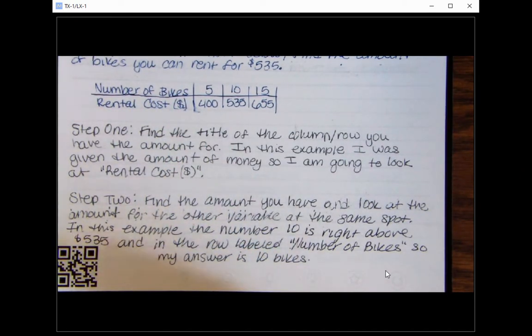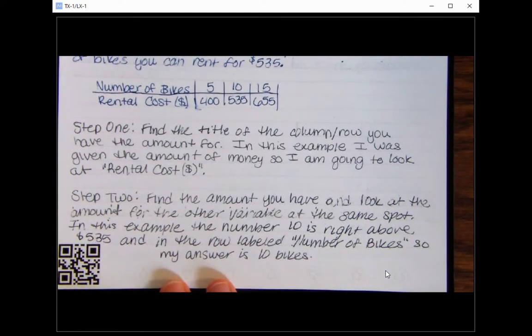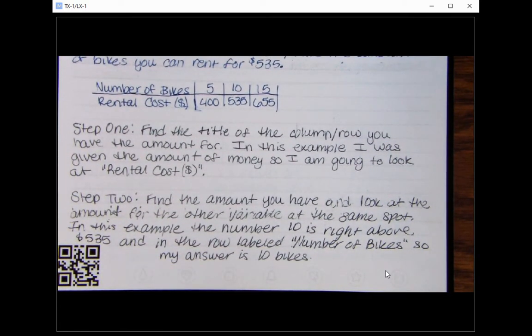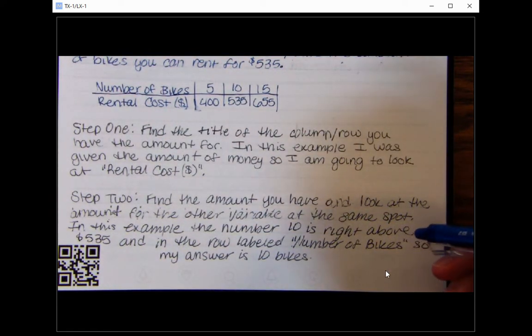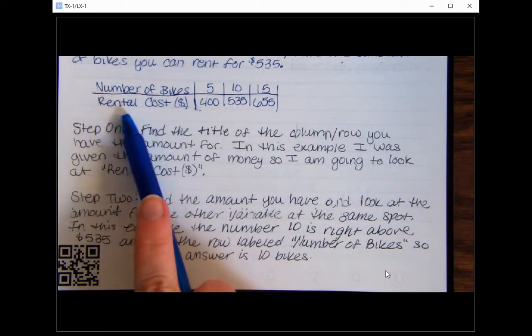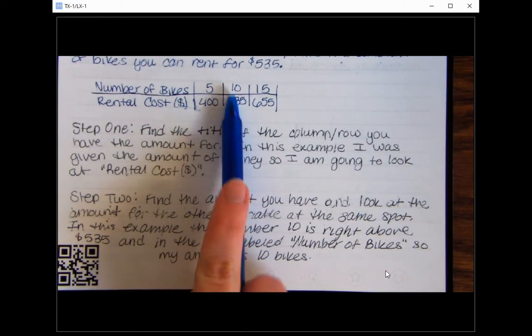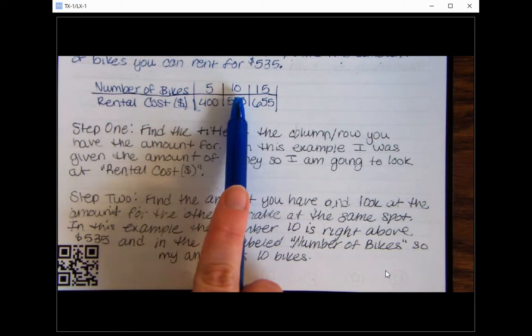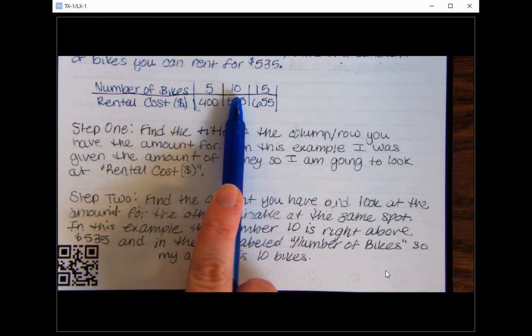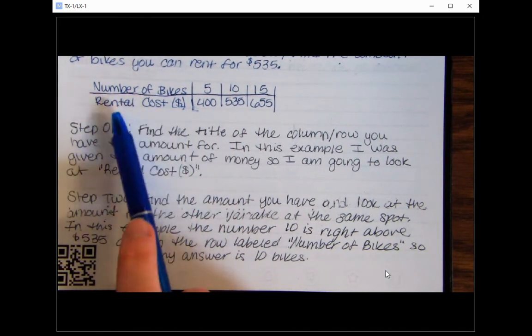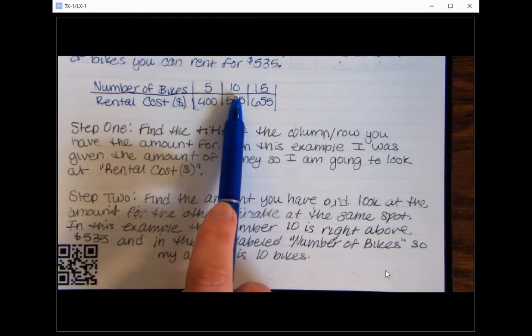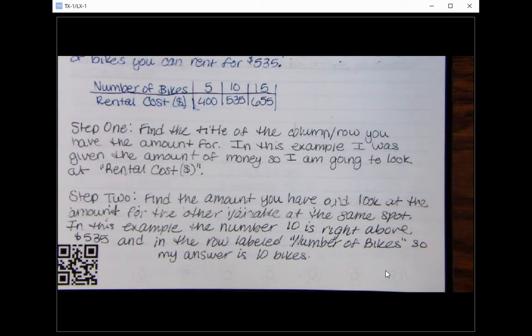Next step is to find the amount that you have and look at the amount for the other variable at the same spot. So in this example, I'm going to find my rental cost of $535, and I'm going to look at that same spot, or in that same column right above, to tell me how many bikes I can rent for that. And that will give me my answer of 10. So again, I found the information that I knew in the chart, I went to the other variable, and I saw what number was associated with that. So in this case, 10 bikes for $535.